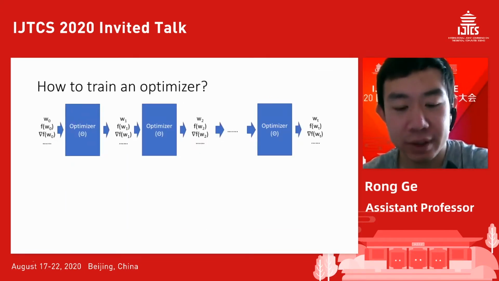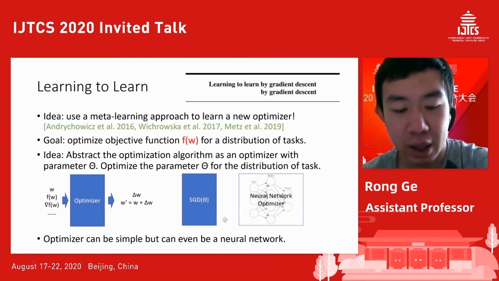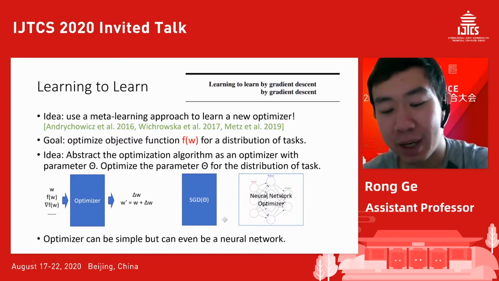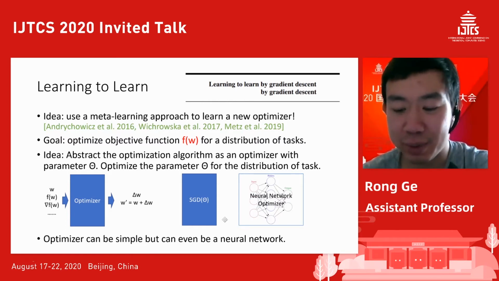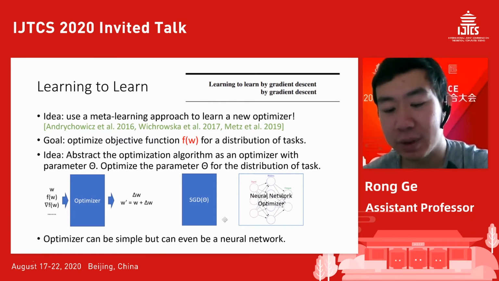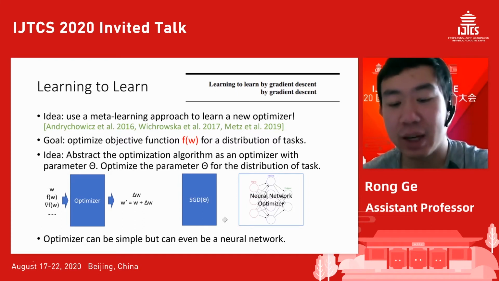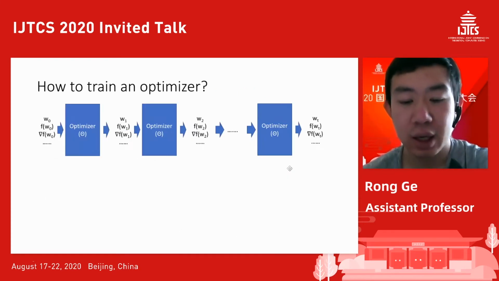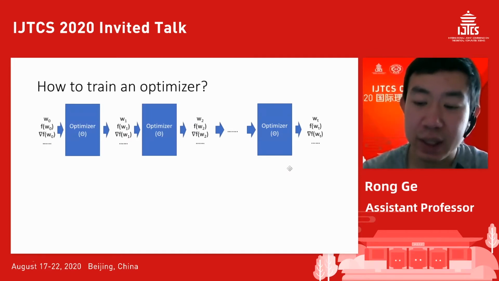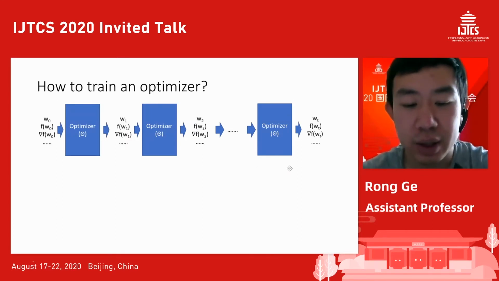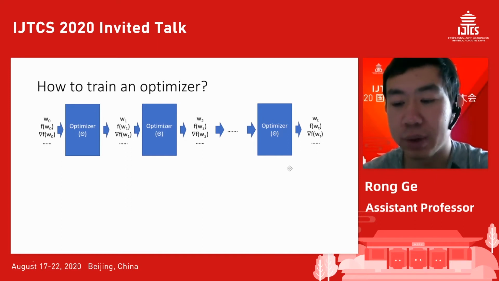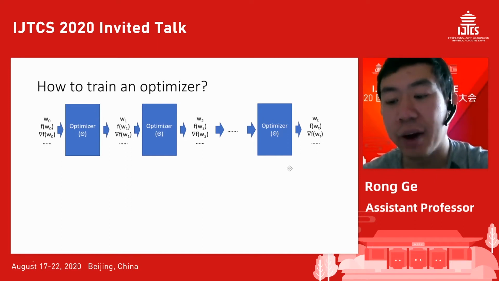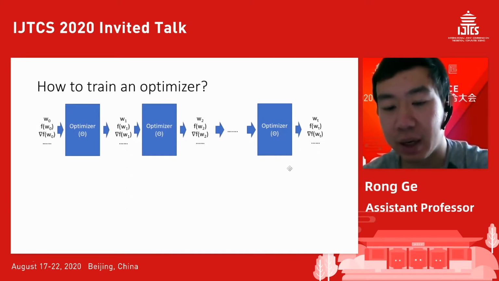But once we have this optimizer, the real problem is, well, we just said that we want to optimize the parameter theta for this distribution of tasks. But how do we actually do that, right? How do we find the best parameter theta that's suitable for this distribution of tasks? Well, this is actually fairly complicated. So in order to train an optimizer, what you need to do is to first unroll the optimizer for a particular instance.